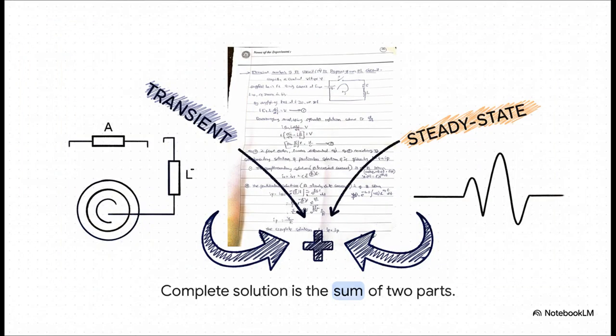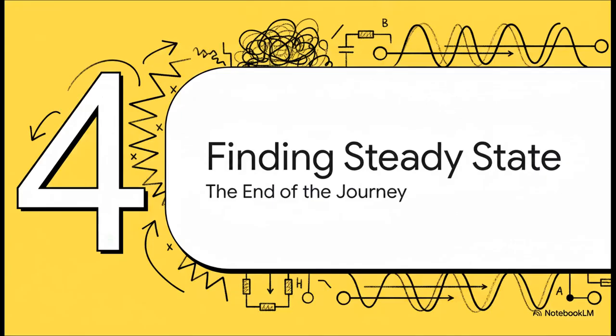When you boil everything down, you get this brilliantly simple equation. The complete current, I, equals IC plus IP, the complementary solution plus the particular solution. In completely plain terms, the complete electrical behavior of the circuit is literally just the addition of these two simple parts. You take the transient, natural response that's fading out, and you add it to the steady, forced state that's taking over. You're quite literally just adding the journey to the destination. Section 4, Finding Your Steady State.